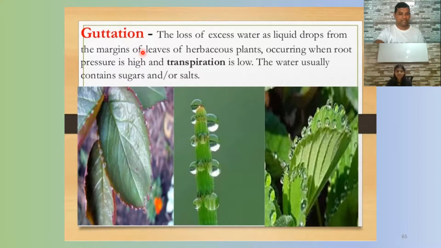Guttation is different from transpiration. Guttation means oozing out of water droplets, not evaporation of water. Guttation is visible, transpiration is not visible. The water which comes out usually contains sugars or it can have salts. It is not necessarily always only water. Guttation is also associated with transpiration, that's why it was mentioned.